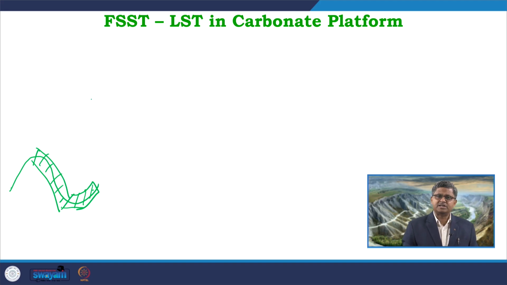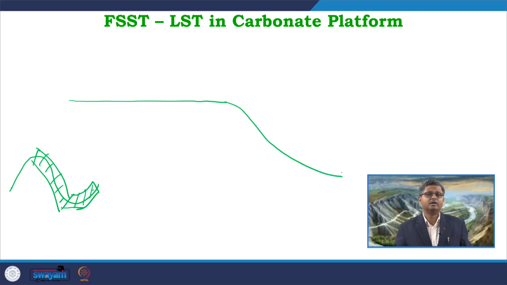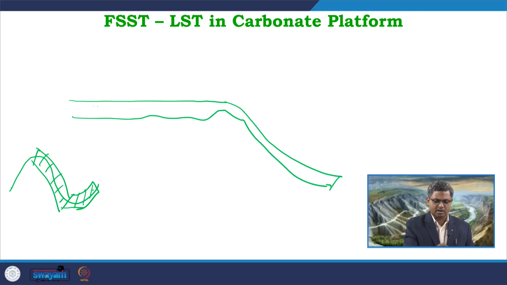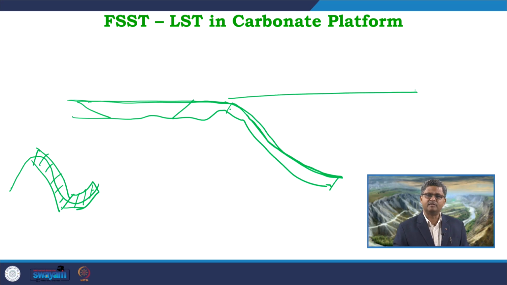So, during the HST phase, what we have seen, this was the surface available, and on that surface we had this kind of high stand setting. So, maybe this is the condition, this was the HST deposit, and this is the top surface at the end of the HST. This is the final surface available. Now, at that time the water level, the sea level, was somewhere here, maintaining a balance.